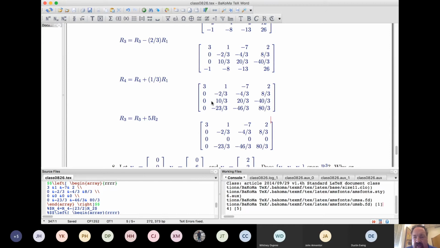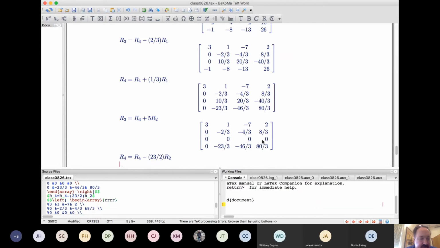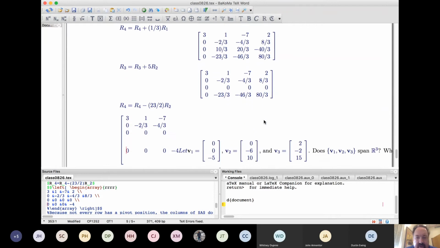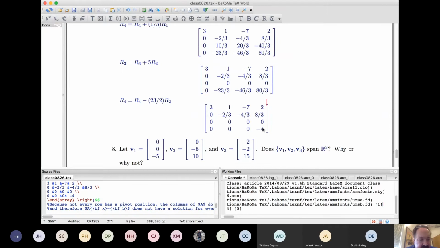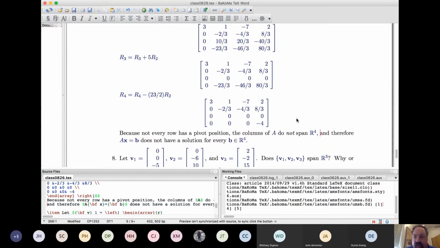So you can sometimes tell before you actually perform a row operation that this row is a multiple of this row, with the ratios all being the same, -5. That will end up with a row of zeros. So that tells us right off the bat the columns of this matrix do not span the whole space. We end up with 3 pivot positions once again, just like in the previous problem. So we don't have a solution for every B. It does not span the whole space.